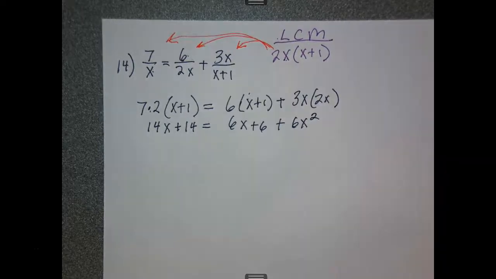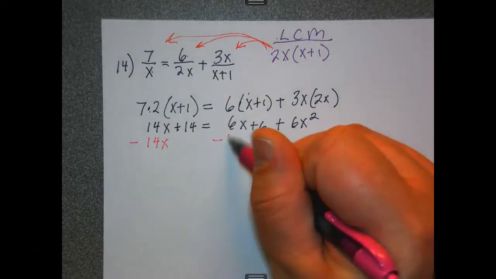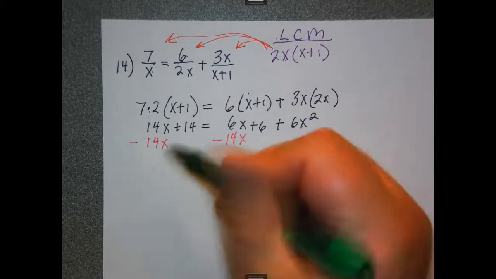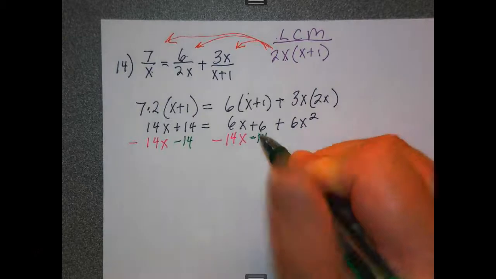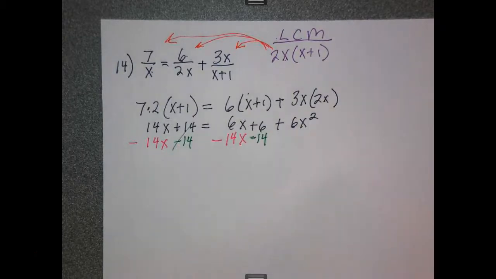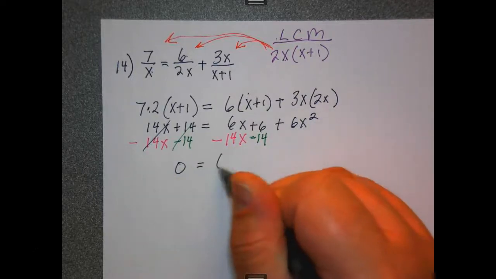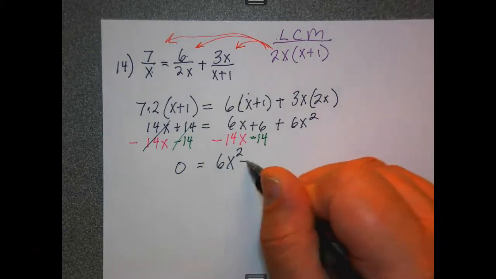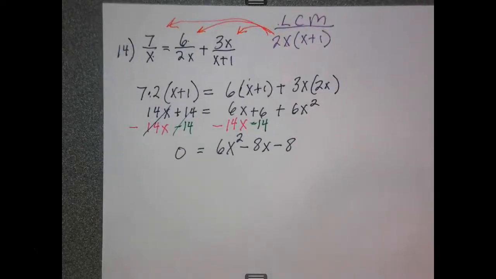I have a quadratic, so I need to get 0 on one side. Subtract 14x. And subtract 14. See the constants here. I get my 0. See, put it in standard form, 16x squared minus 8x minus 8. Factor it.